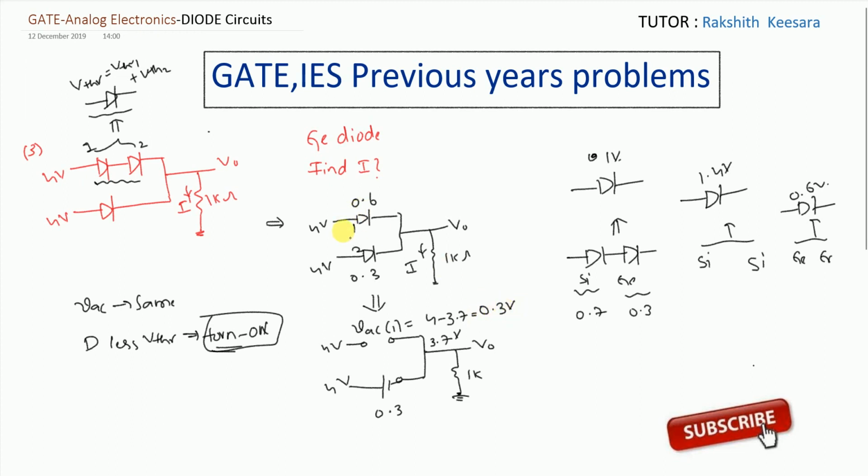But what is the threshold voltage of the diode? 0.6. Since the voltage is less than the threshold voltage, diode 1 will remain in the off position. It is a tricky question, guys, practice well.